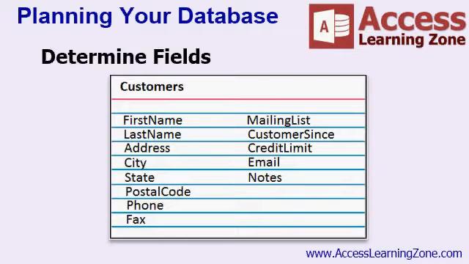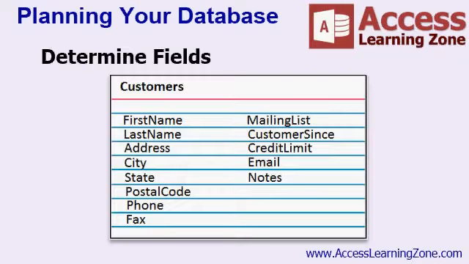So for example, in my customers table, I've got basic information like first name, last name. You can put middle name and all that stuff in there too if you want that. Address, city, state, postal code, or zip code. Phone number, fax number. And then some other types of data. Is this customer on my mailing list? How long have they been a customer? The customer since field. What's their credit limit? Email address. And finally some notes.